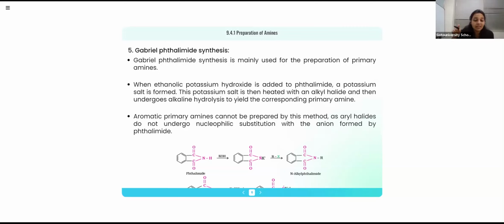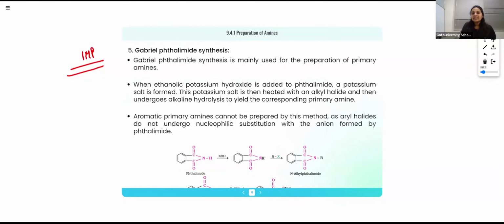Sometimes in the question paper they may ask, like, explain Gabriel phthalimide synthesis. They will specifically tell the name and tell you to write the reaction, and sometimes the mechanism. If it is there, they may ask the mechanism. So the next name reaction is Gabriel phthalimide synthesis. Very important. In the past papers you can see they used to ask these questions in the essay section also.